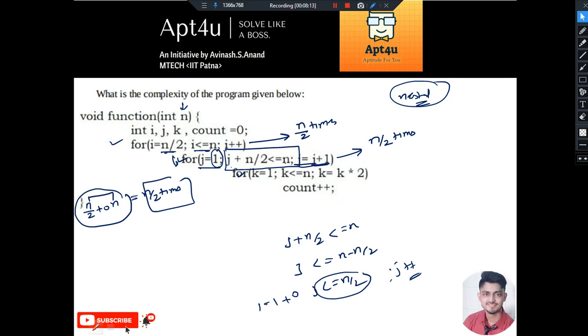Now coming to the third part. If you focus on the third for loop, then k starts from 1 and k less than or equal to n. It's fine, alright.